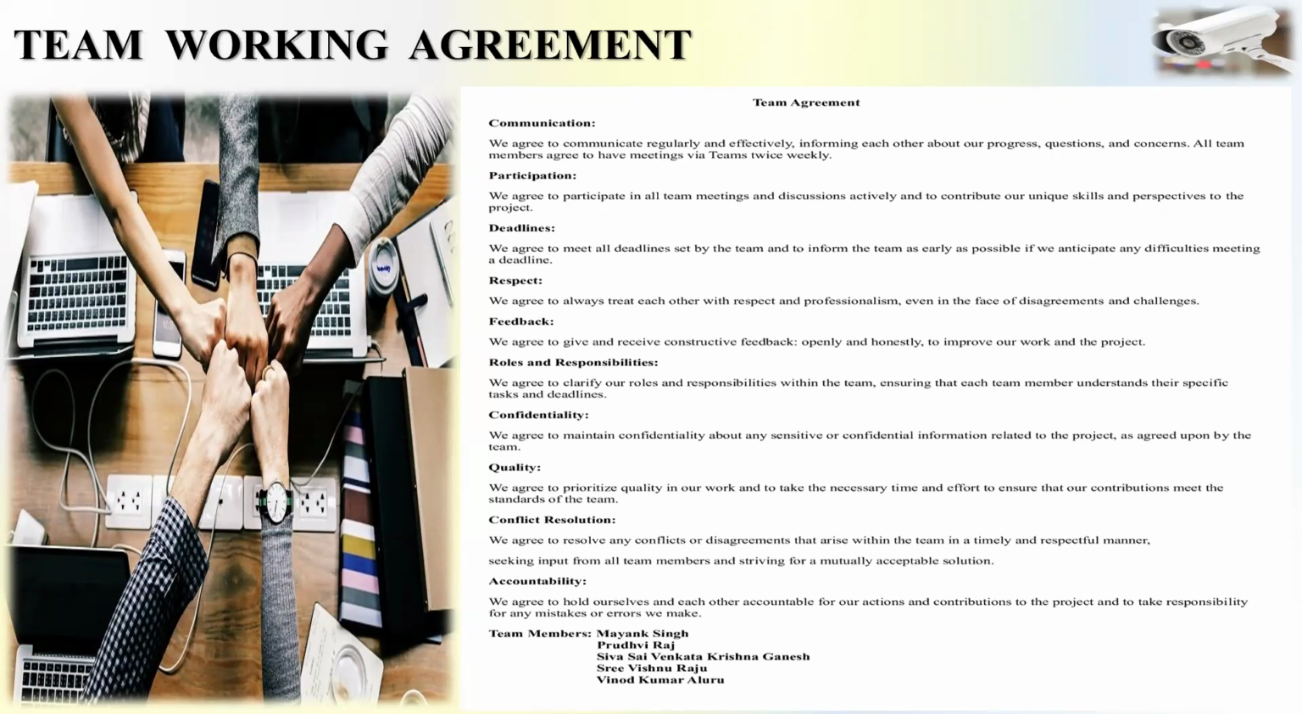We could have put many points under the working agreement, but we chose to finalize the top 10 priorities for our team agreement. The first one is communication, where we agreed to communicate regularly and effectively and keep each other informed about our progress, questions, and concerns. The second is participation, where we agreed to participate in all team meetings and discussions and contribute actively with our unique skills and perspectives regarding the project.